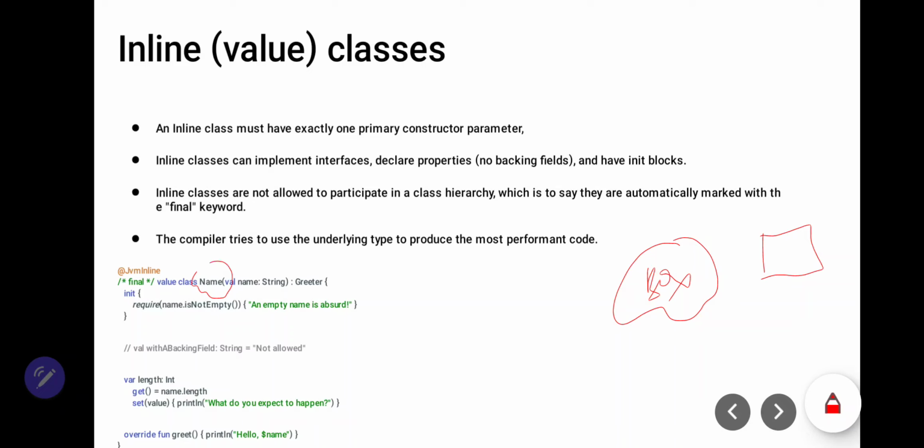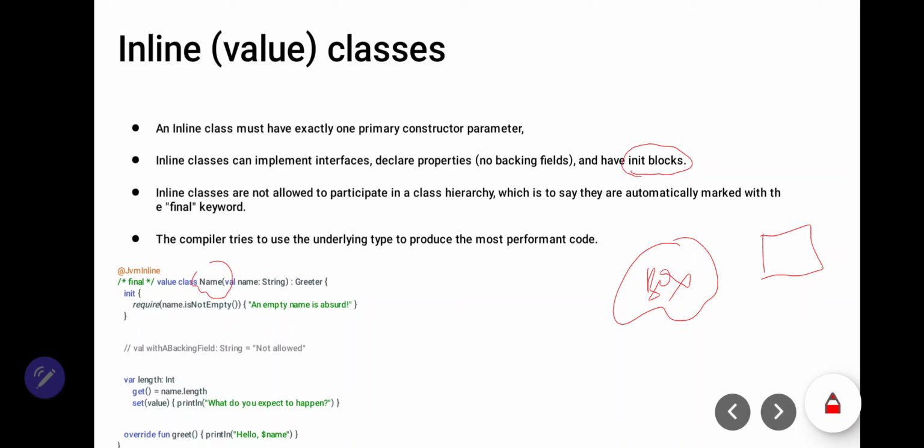the class name in here as a constructor parameter, and in here you have exactly one primary constructor parameter. An inline class can implement interfaces, declare properties, have no backing fields, and have an init block.